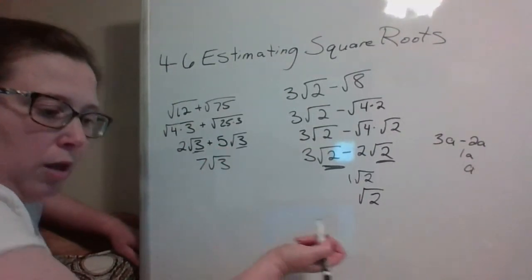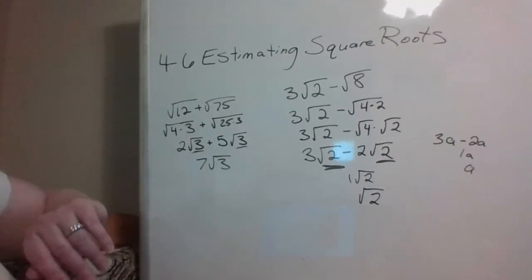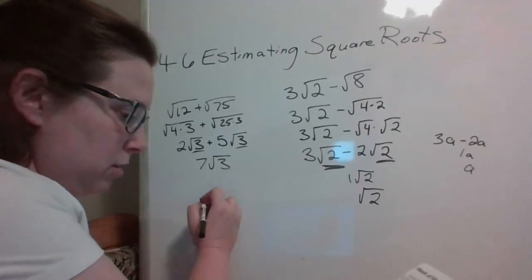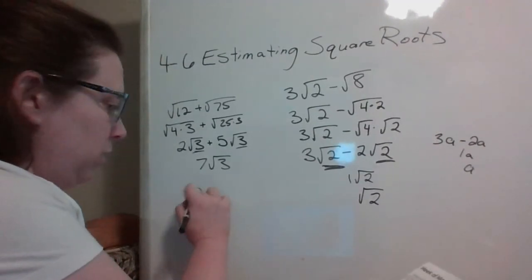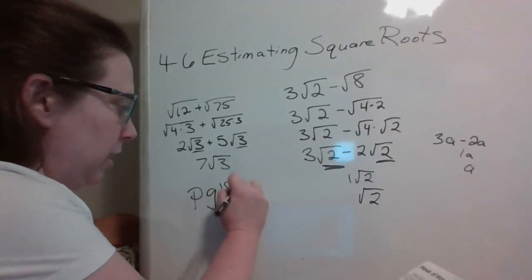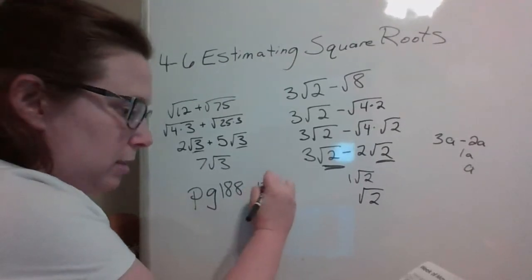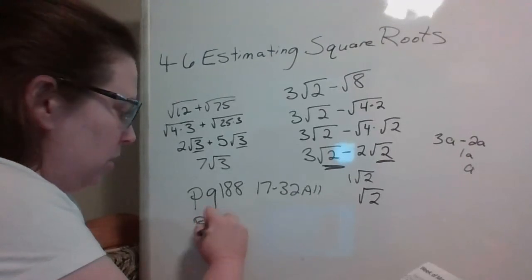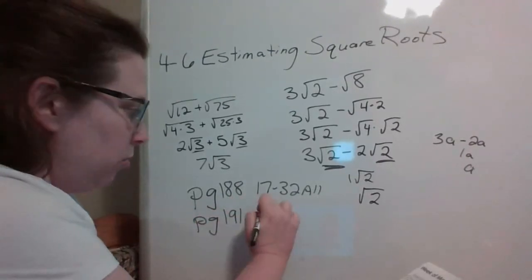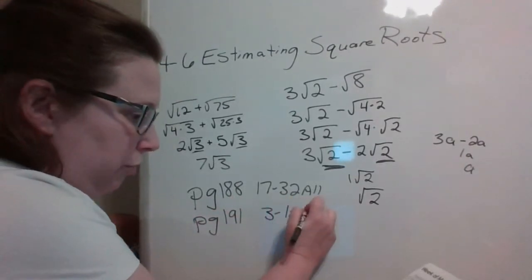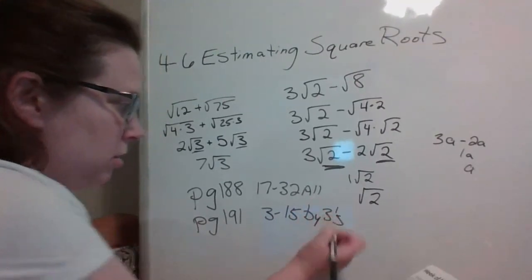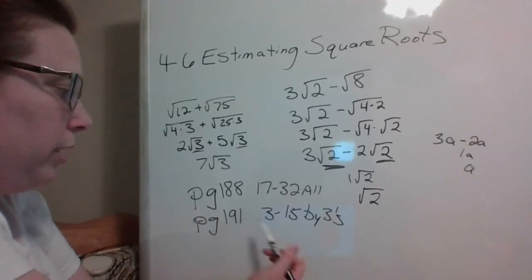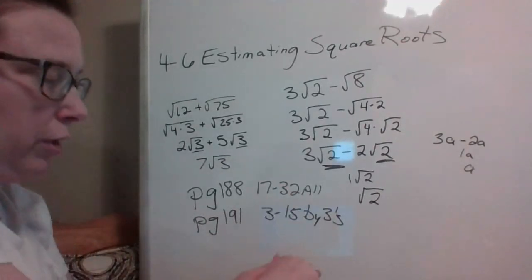and say this simplifies to 7 square root 3. What I want you guys to do is some problems from each of these. So on page 188, we have 17 to 32 all. And page 191, we have 3 to 15 by 3s. So 188, 17 to 32 all, 191, 3 to 15 by 3s.